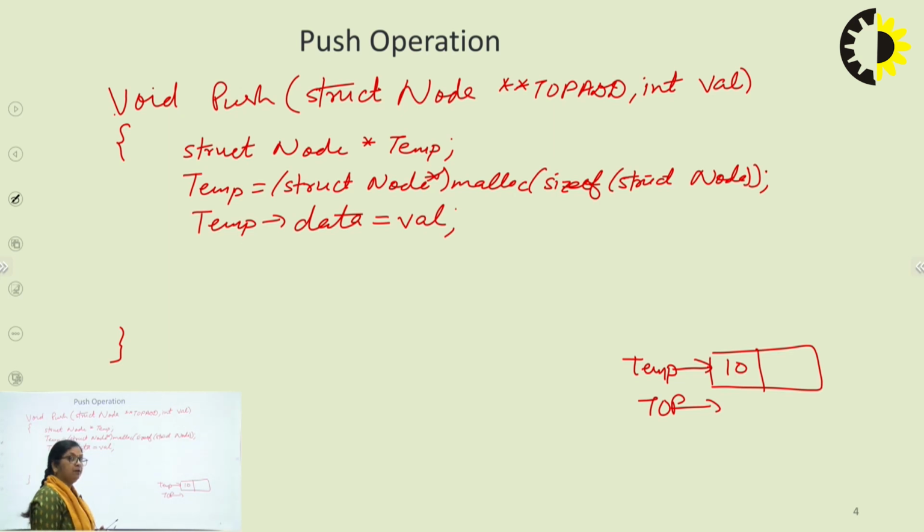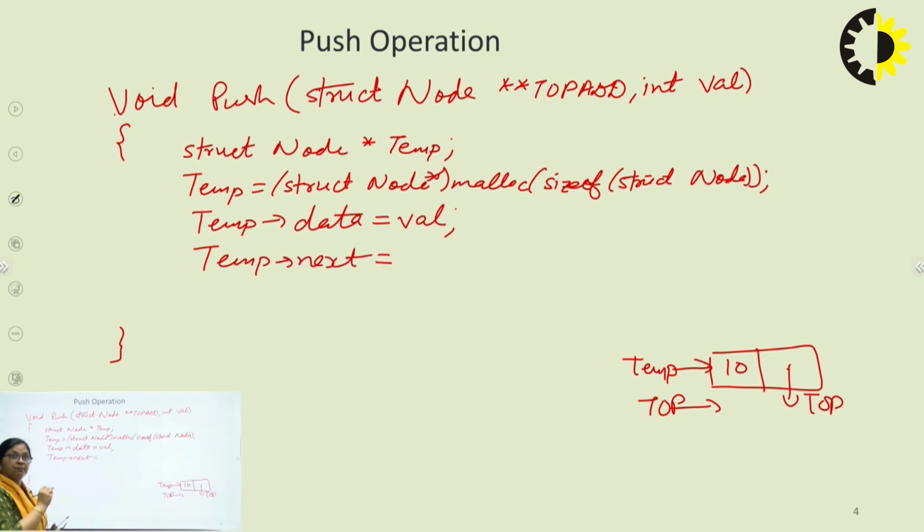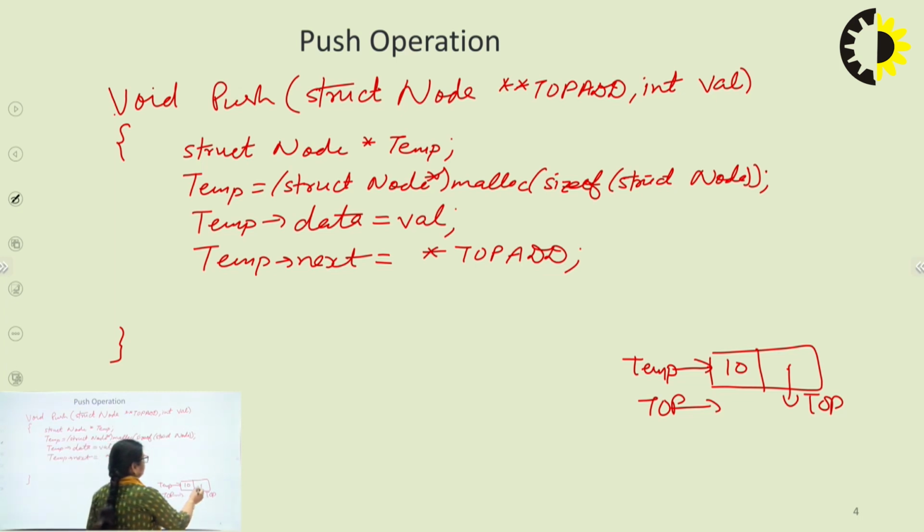Now the point is, what will be the next of temp? Where to put temp? Push means put at the top. Okay, so put at the top means whatever was the top will become the second element. So what does it mean? It should contain the address of top. It means temp next will be the previous top. This is our previous top. So now it is pointing to top.